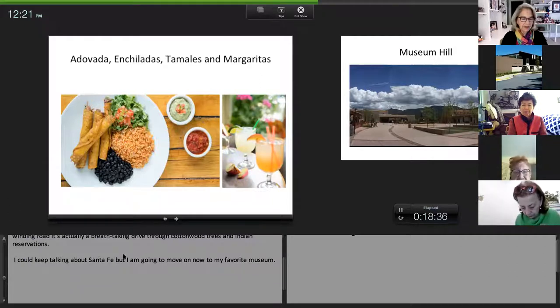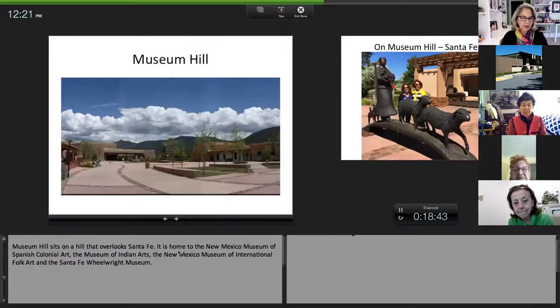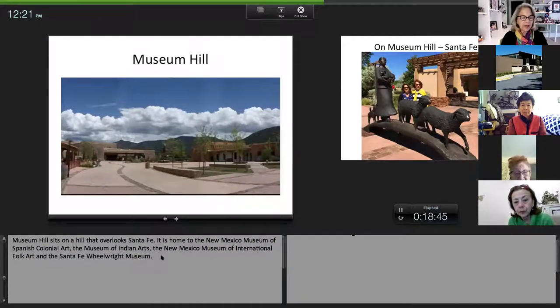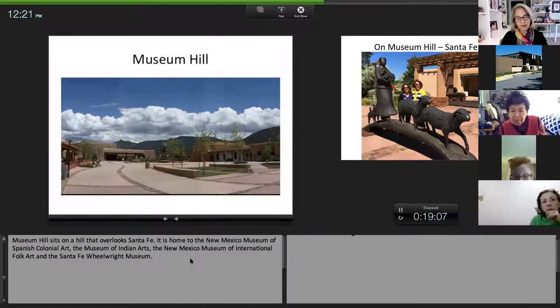All right, so I could keep talking about Santa Fe, but now I want us to move on and take a look at my favorite museum. Museum Hill. This is actually a hill that overlooks Santa Fe, and it is home to about 4 or 5 different museums. So once you get there, you can spend days just going from museum to museum. The New Mexico Museum of Spanish Colonial Art is there, the Museum of Indian Arts, the International Folk Art Museum, and the Santa Fe Wheelwright Museum.